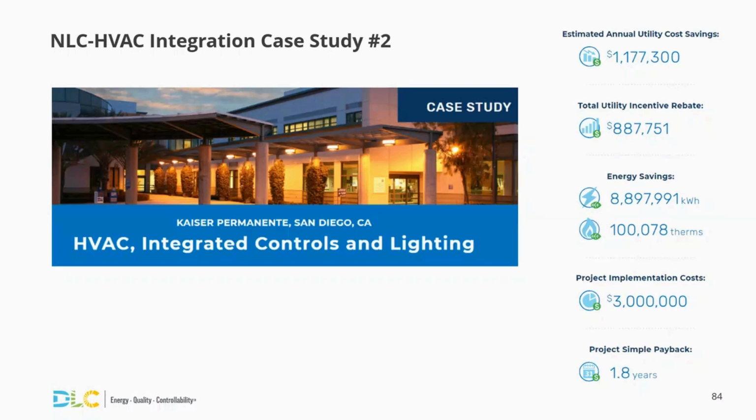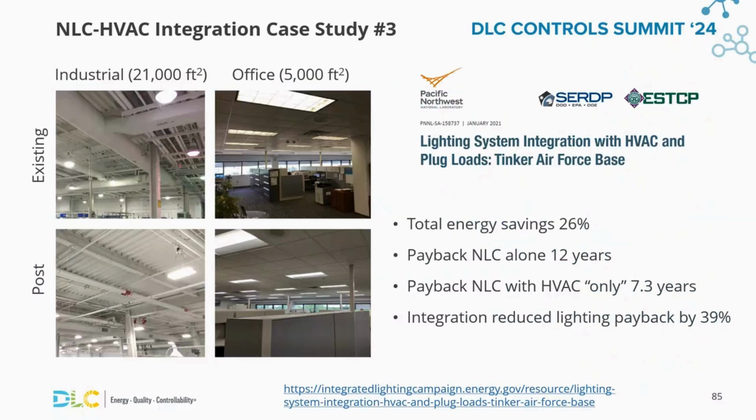Here's a case study by the DOE Integrated Lighting Campaign in a smaller building, an Air Force Base industrial area of 21,000 square feet plus 5,000 square feet of office. The NLC system, again from Enlightened, had a 12-year simple payback by itself. When it was integrated with the HVAC system, that reduced the payback to only 7.3 years.